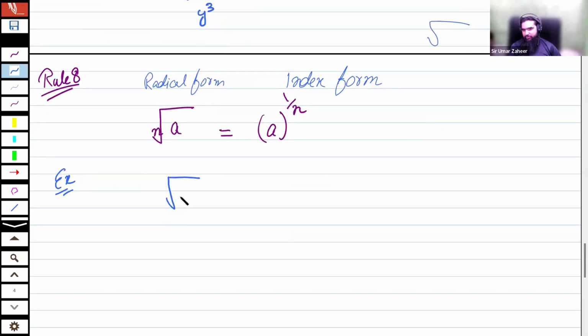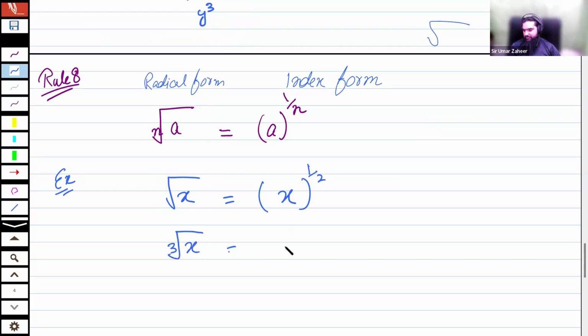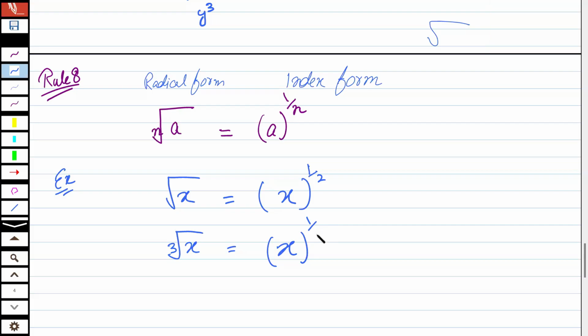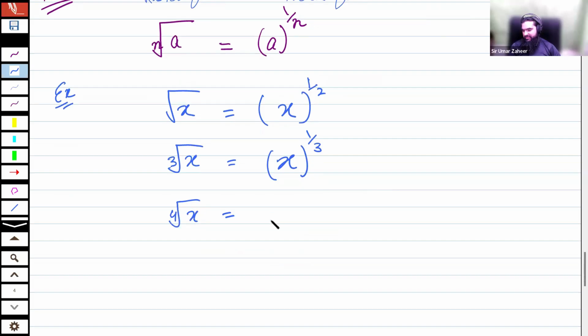For example, if you have a simple square root of x, it means that you have x raised to power 1 by 2. There is no need to write 2 here. But for any nth root, like the cube root, it means that you have x raised to power 1 by 3. For the fourth root, we can write it as x raised to power 1 by 4.